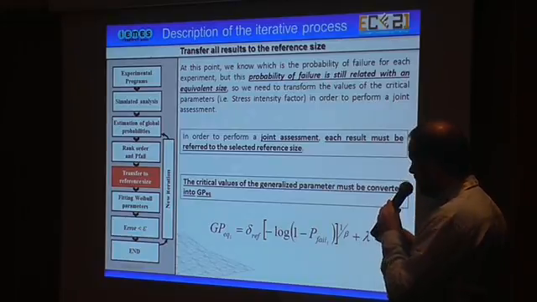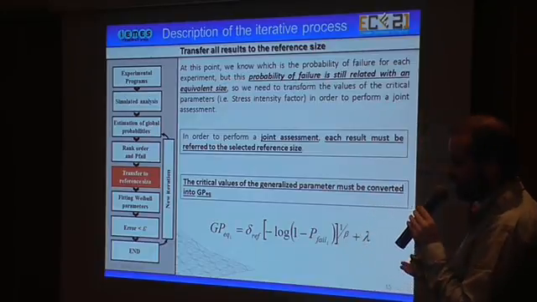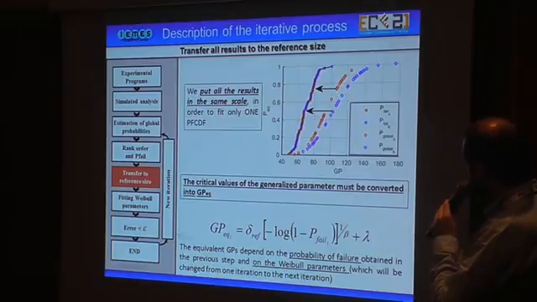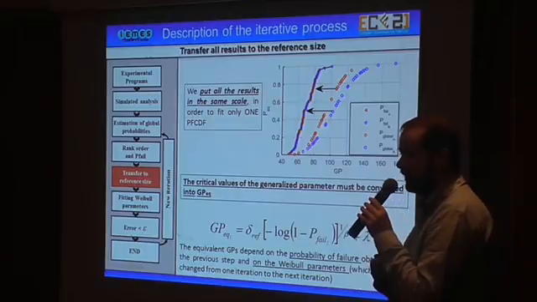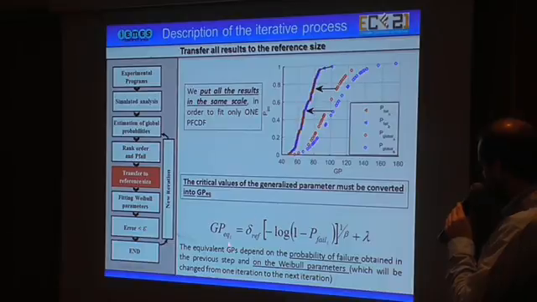But at this point, each probability of failure is still related to a size. So we need to transfer all results to the same size. For example, here we have the thin specimen and the thick specimen, and we want to put all results on the same scale in order to fit only one primary cumulative distribution function. So we need to transform our critical parameter, for example, our stress intensity factor, into an equivalent stress intensity factor according to this probabilistic formula, and put all the results on the same scale.